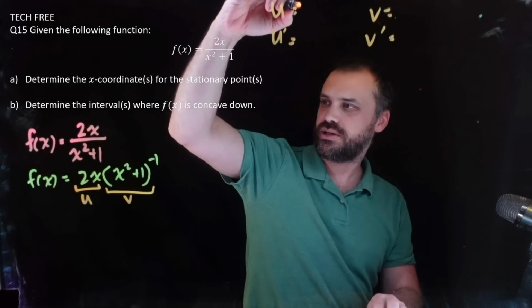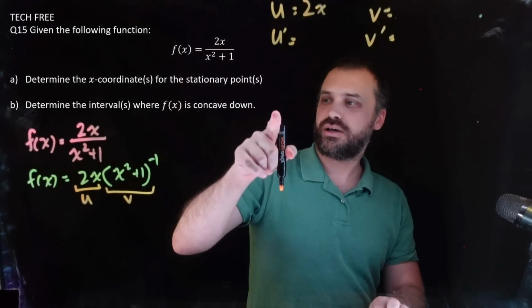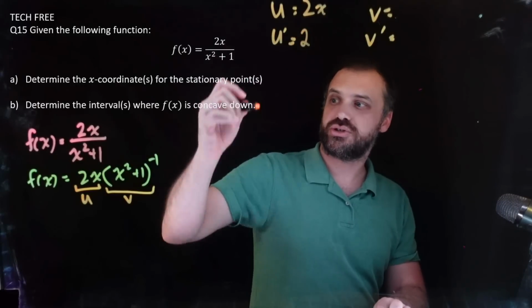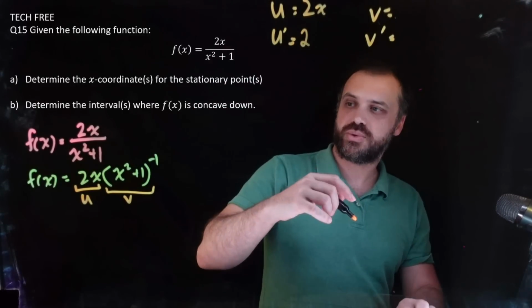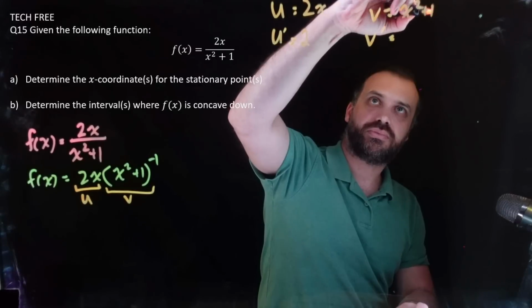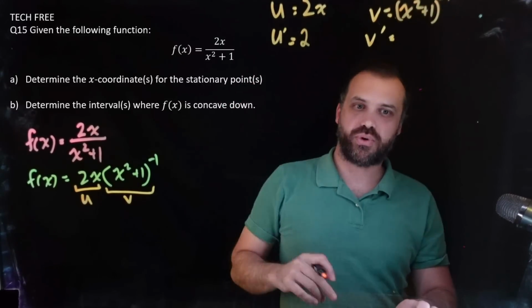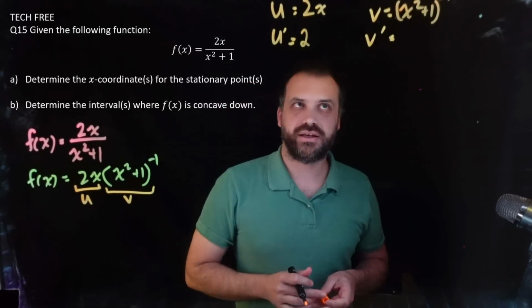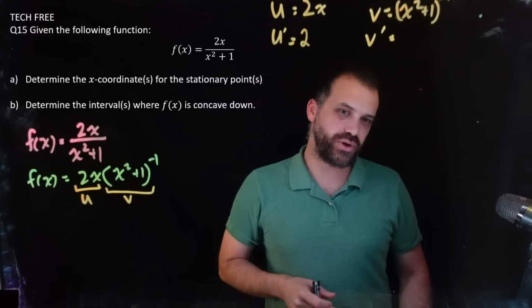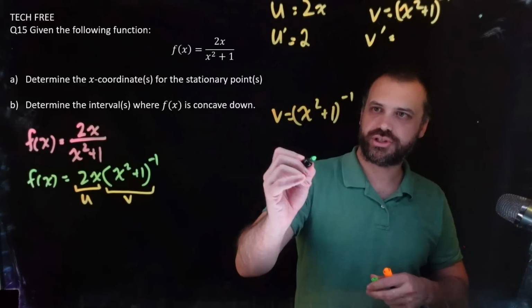So U is just 2x. U dash is going to be really easy. That's 2. V is x squared plus 1 to the negative 1. It's all of that. And then V dash, I might have to do a little bit of work there. Feels maybe a little bit chain rule-y again.